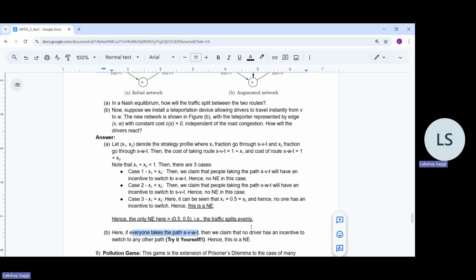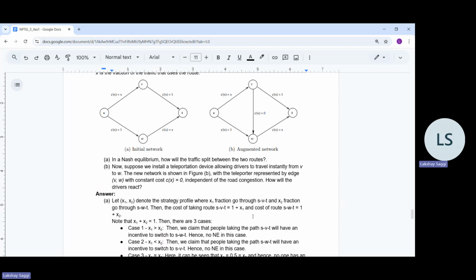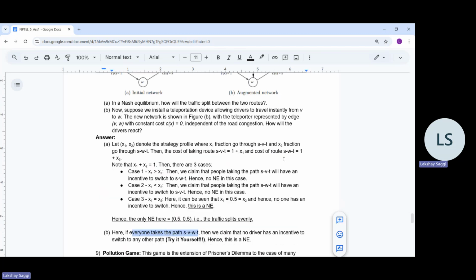Okay, so now we note something very interesting. Here the Nash equilibrium was that 0.5 was going through here, 0.5 was going through here. So everyone was taking 1.5 hours to reach from S to T. But here, everyone is taking this path. And so the cost of the S to V road is actually equal to 1, because this fraction becomes equal to 1. Similarly, W to T also becomes equal to 1. So now everyone is taking this SVWT path, so everyone is taking 2 hours now.